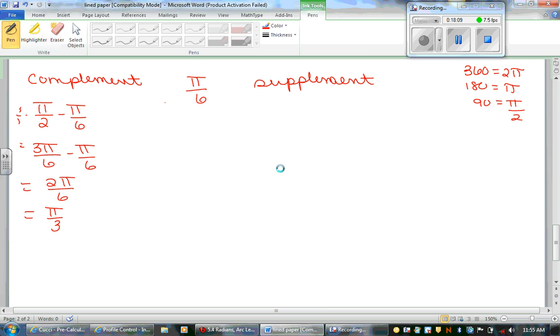Okay, so now if we're talking about the supplement, that's 180 degrees, or pi radians. We're going to do pi minus pi over 6, just like we did with the complement. Common denominator, we know it's going to be 6. This one's simple, 6 pi over 6, because if those were to cancel, I get back my pi. And we get, nice and easy here, 5 pi over 6 radians.